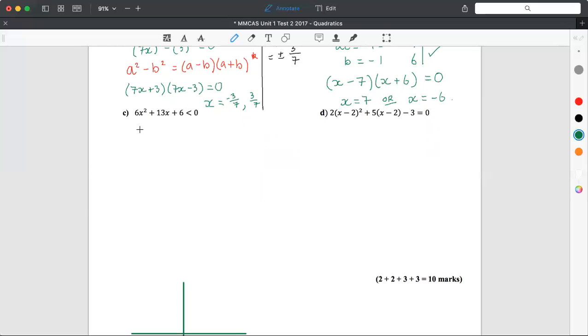First thing we want to do is factorize this, because when we can factorize it, then we can find the intercepts. So AC is 6 times 6, which is 36. So we're looking for numbers that multiply to give 36, but add to give 13.